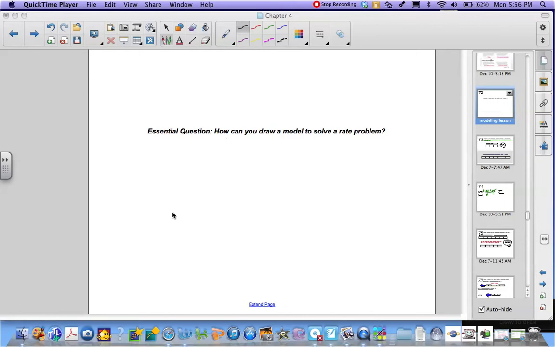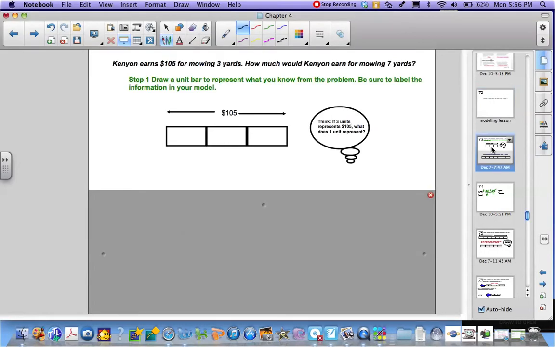Okay, today we're going to talk about how you can draw a model to solve a rate problem. Okay, so Kenyon earns $105 for mowing 3 yards. How much would he earn for mowing 7 yards?